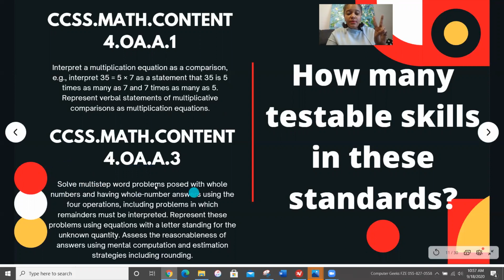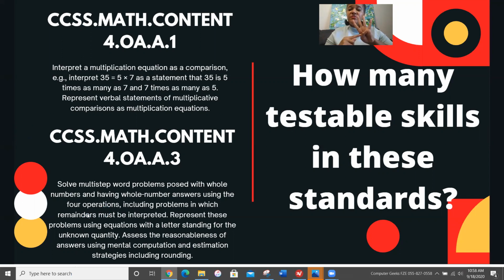Posed with the whole numbers and having whole numbers answered using the 4 operations. Whoa. In this standard, the student must be able to add, subtract, multiply, or divide. And it's multi-step. So this is 4 skills right here, but that's just the first step. If we go to the second step, that means they must be able to add, or add, subtract, or add, multiply, or add, divide, because that's a multi-step.